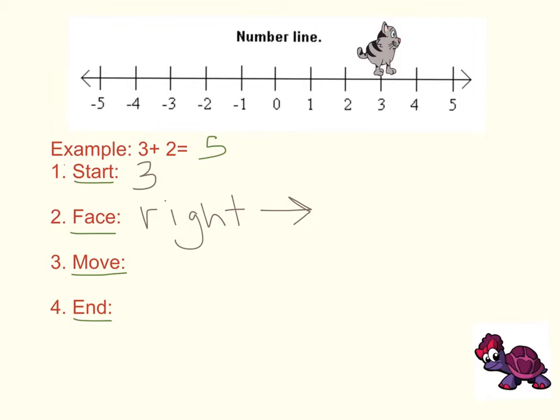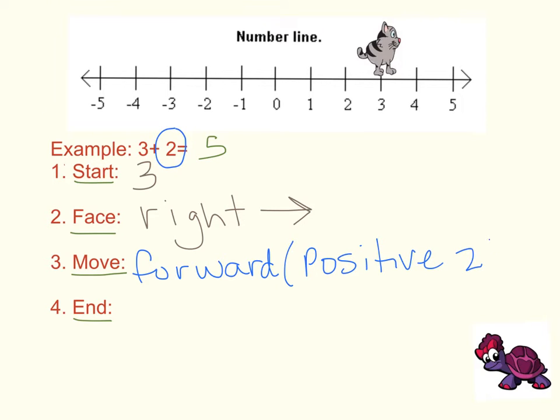So next we're going to look at which way we are going to move. Our rules for which way to move: we need to look at the next number. We need to look at the number after the addition sign, in this case, and that number is a 2. That's a positive 2. So if it's positive, we're going to move forward. If that number is positive, you move forward.